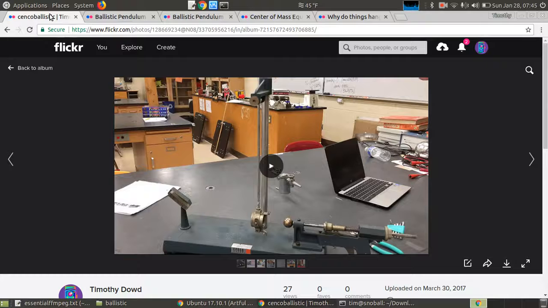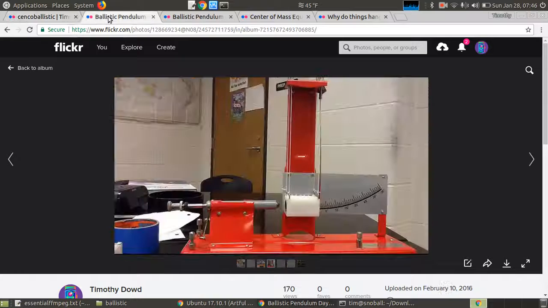We'll talk about the extra physics we need to understand it. And then we'll look at the other one, and we'll talk about the physics we need to understand it. And we'll also use the other one to explain what happens if the projectile doesn't lodge in the block.